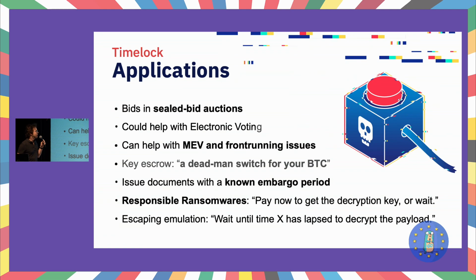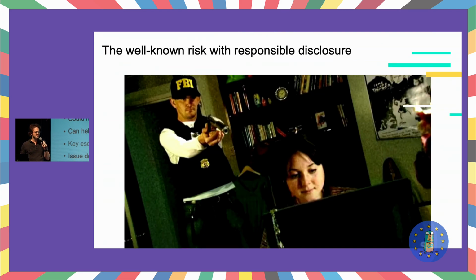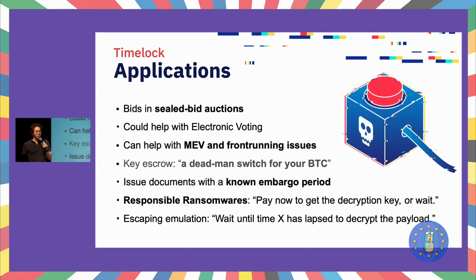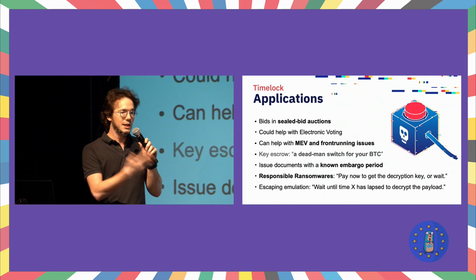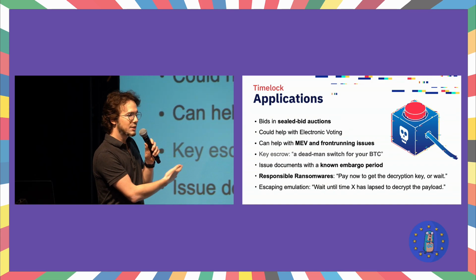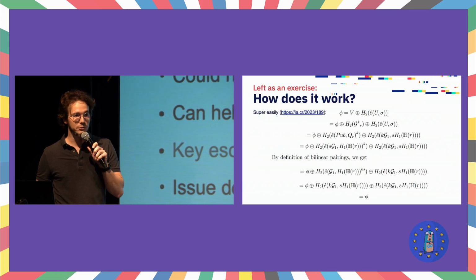So what we've done, basically, is look at this problem and be like, oh, it's so cool. We could do so many things, like sealed-bid auctions or responsible disclosure. Because when you find a vulnerability in a product and you agree to a 90 days timeline before releasing it to the public, everybody's very worried about what could happen. So to avoid the bus factor of getting hit by a hitman, you could use timelock encryption, right? So it's a pretty cool feature.